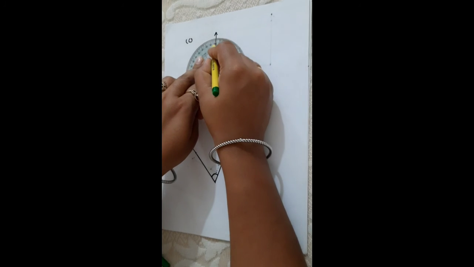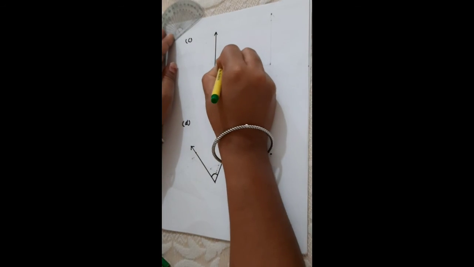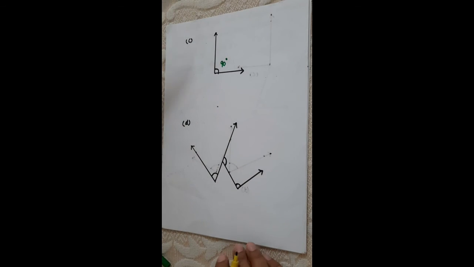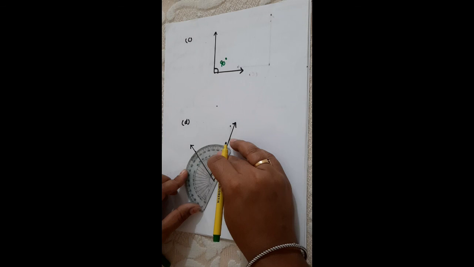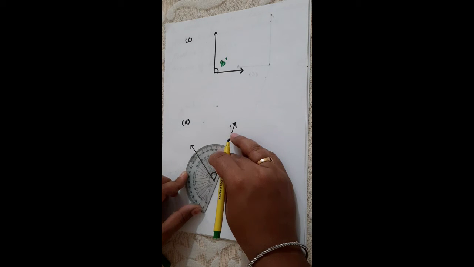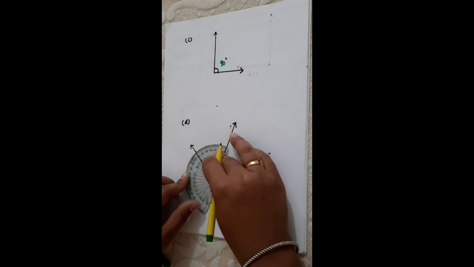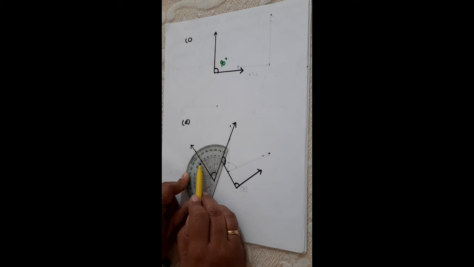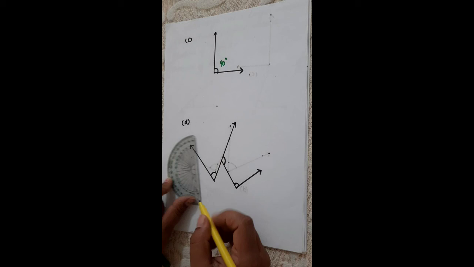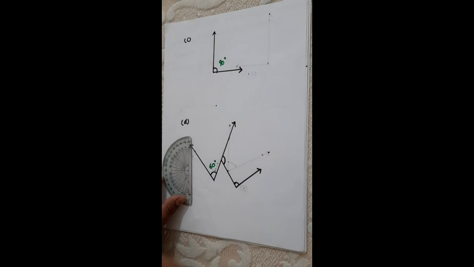Now my angle is of 90 degree. Clear? Then I have this one. I have to measure like this. I just placed at the left, so I read the inner scale that is 60 degree. So my answer is 60 degree.